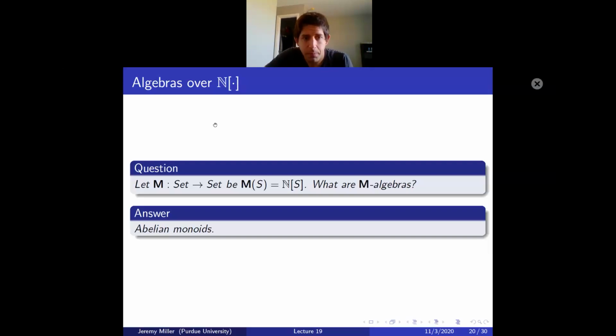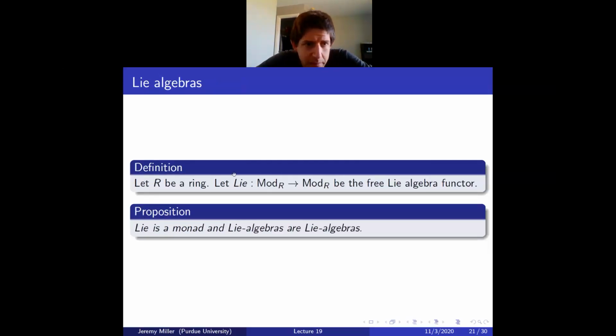So, okay. Let's say R is a ring and let Lie be the free Lie algebra functor. I don't know how to write down a formula for that. Maybe I do. Lie is a monad, and you parse this as saying algebras over this Lie monad are Lie algebras in the classical sense. You can replace Lie with whatever you want.